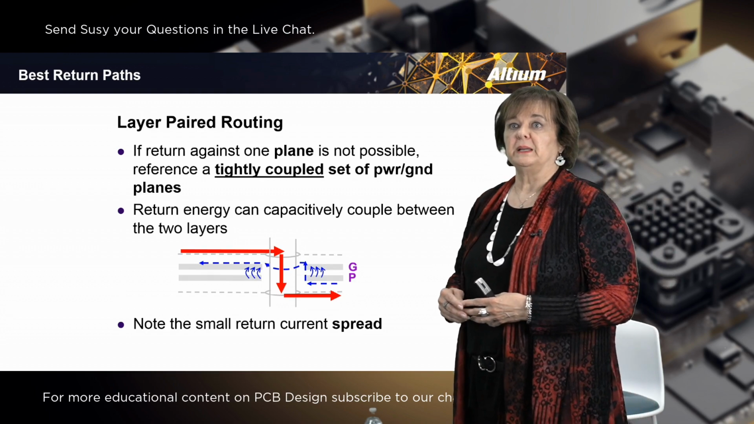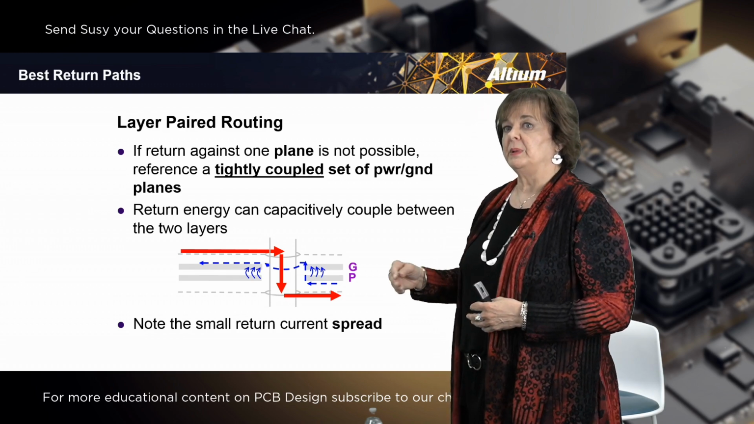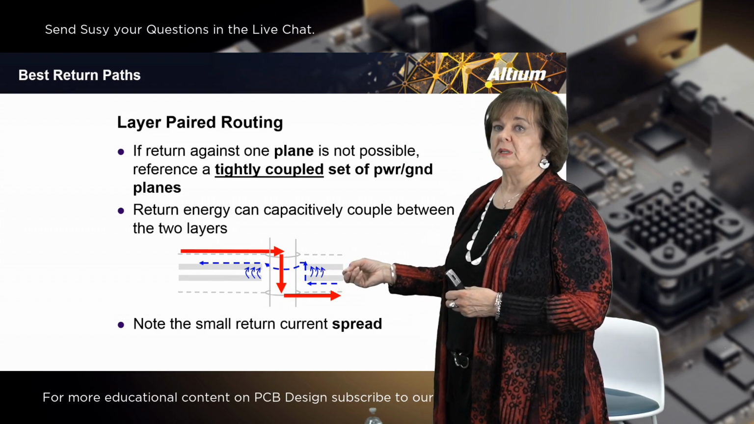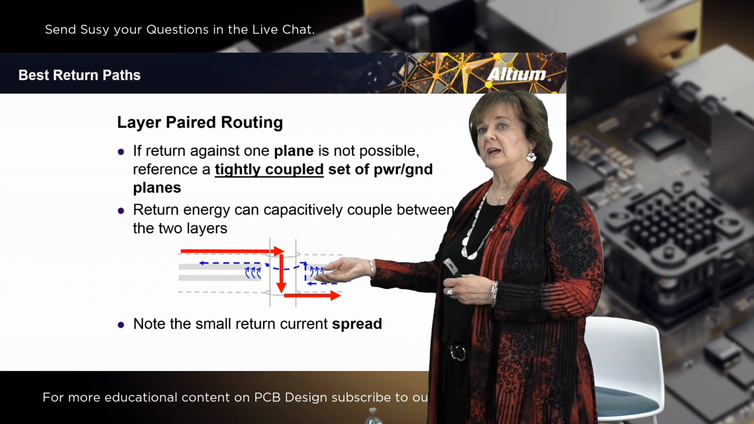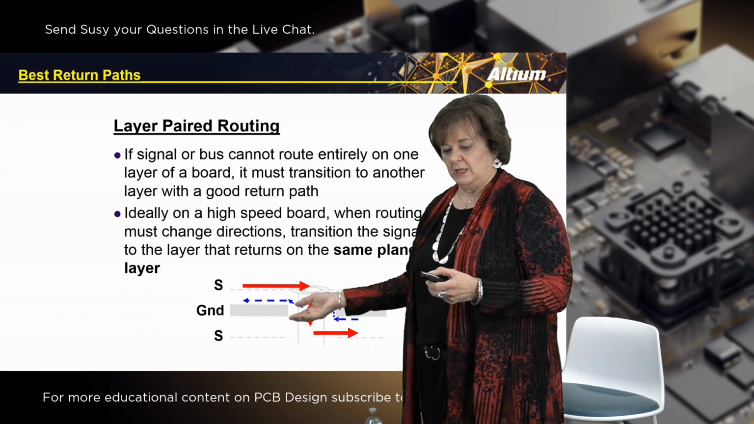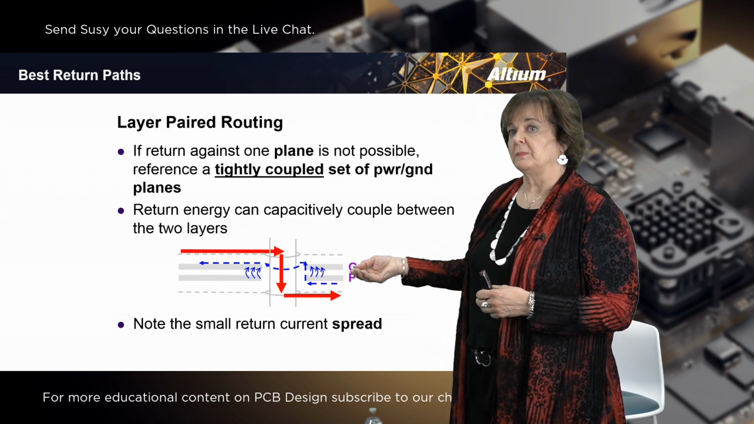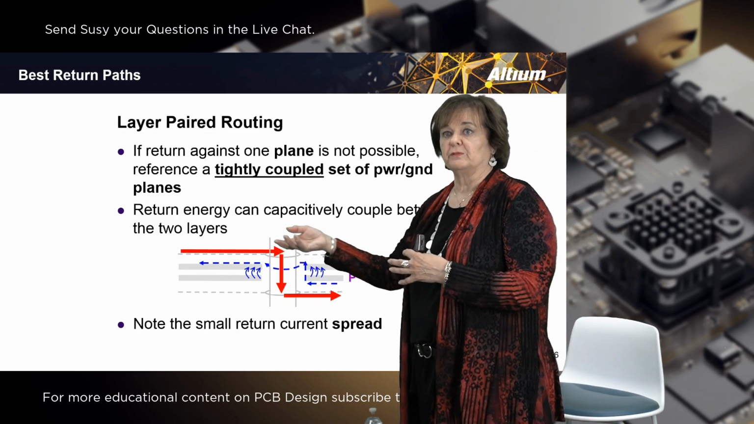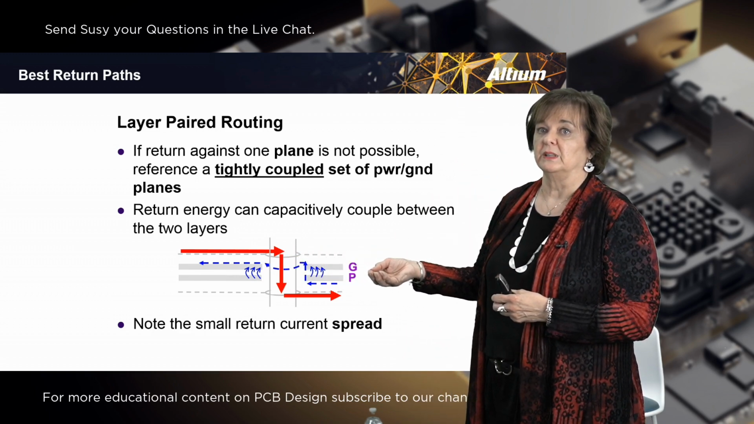If the return against one plane is not possible, then reference a tightly coupled set of power and ground planes. That means that they have to be within like 8 mils of each other. And if they are within 8 mils of each other, the energy where the signal is going through the via to the other side, basically it's doing the same thing as the previous slide here. It's just that in this case, the energy can couple between the power and ground plane because they are so close together. You cannot do this with different setups of a scenario, so they have to be very, very close to one another, the power and ground in this case.